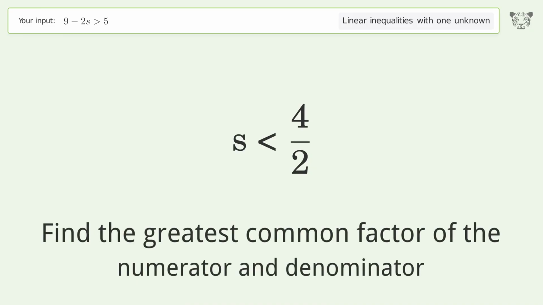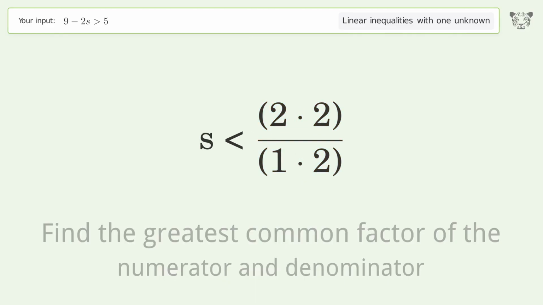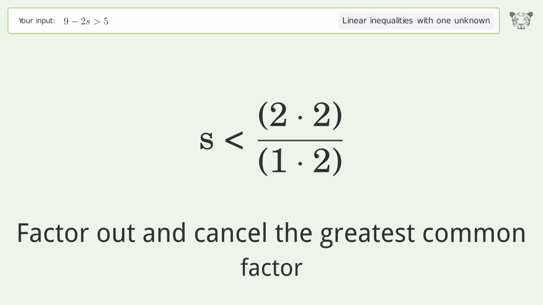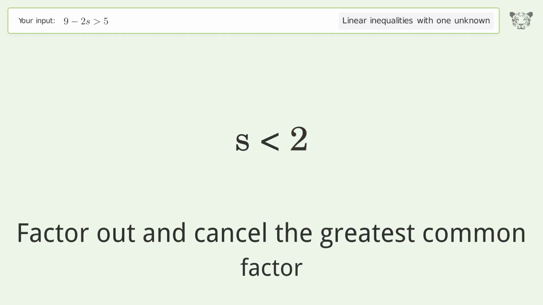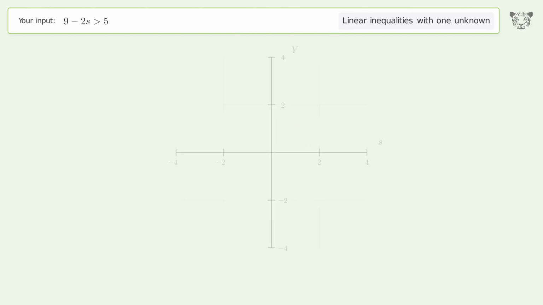Find the greatest common factor of the numerator and denominator. Factor out and cancel the greatest common factor. Plot the solution on a coordinate grid. And so the final result is s smaller than 2.